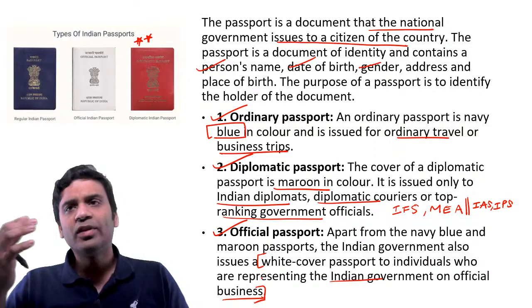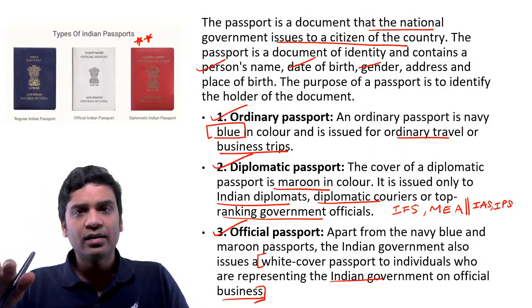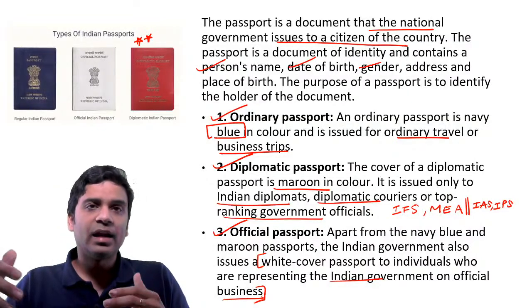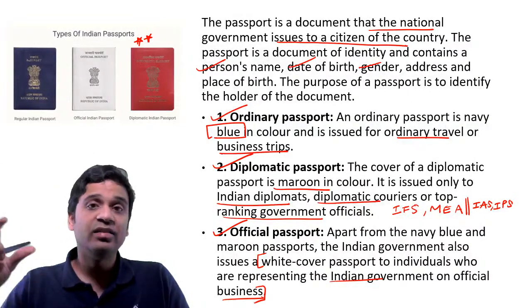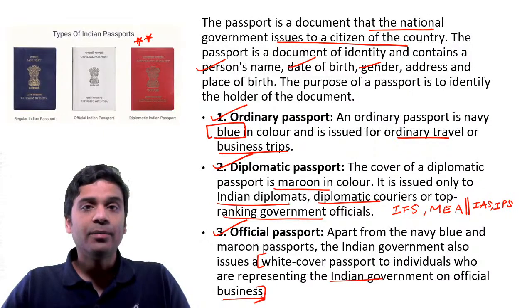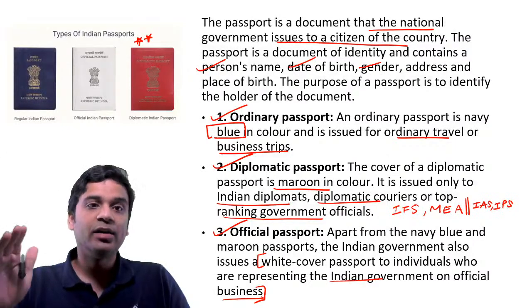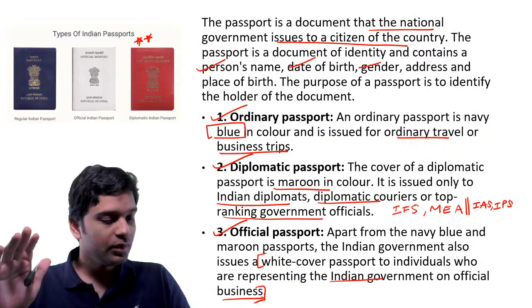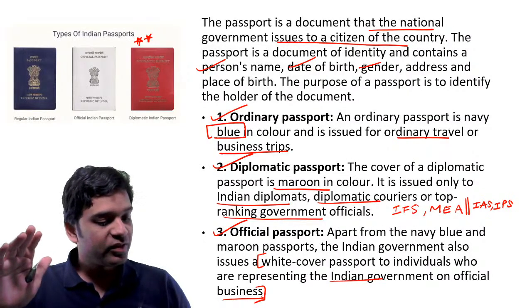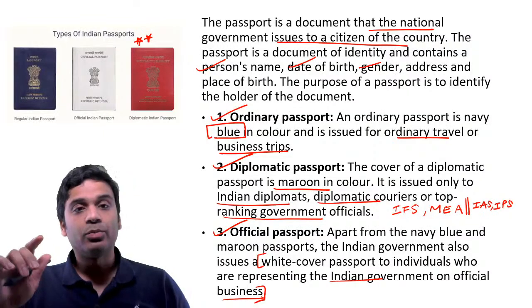Okay, even the MEA working professionals, like the ones who pass the SSC CGL, who are working in MEA, even you'll be getting the white passports if you're going for official work. And IAS, IPS, आप सबको white passports ही मिलेंगे. Okay, but the best sort of passport is obviously again our diplomatic passport.